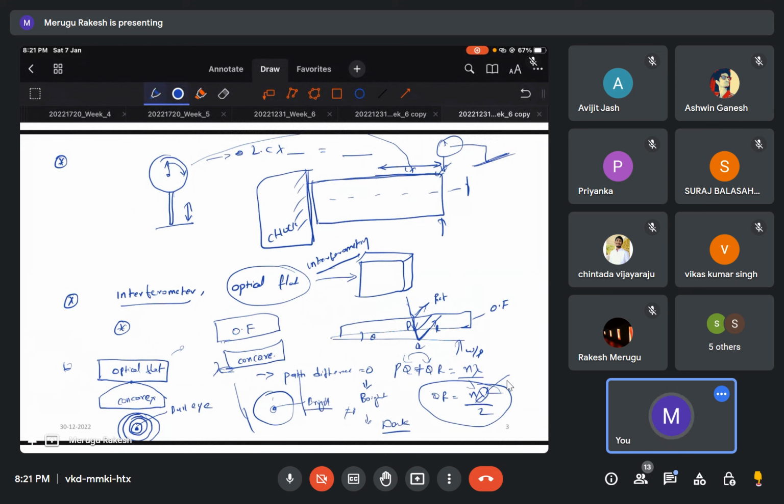Actually, it may be bright or it may be dark. It depends on the wavelength of the light that you are using. If at the center the lambda is such that it is destructive interference, you will get dark, otherwise bright. Yeah, that is one small topic remaining.